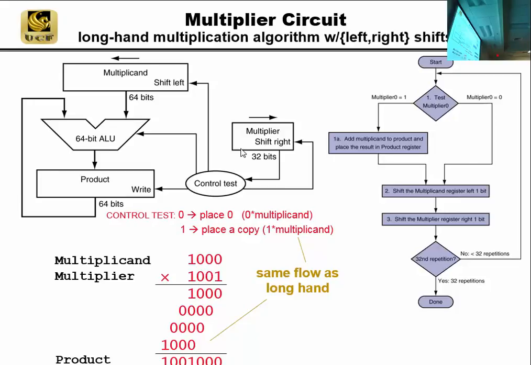If you multiply something times 0, that means there's nothing to add. If you place a 1, a copy, you're going to add itself. So you're going to add 1 times multiplicand, shifted to that position based on which iteration we're on. So you can see what I just said in words here, and this is some functional view of the circuit.